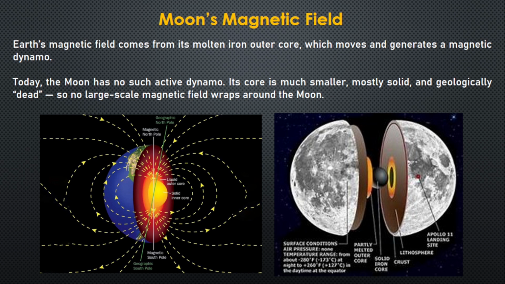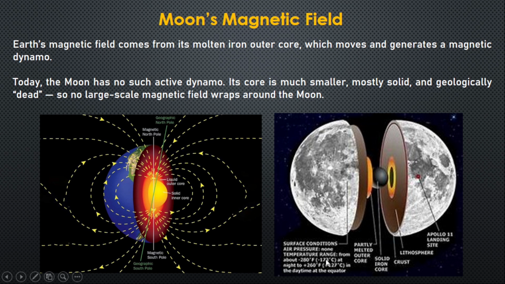Under the Earth, these charged particles are moving in one direction, so they generate a very powerful magnetic field around Earth. That's where the magnetic field is coming from. We call it the magnetic dynamo. But on the moon, as of today, the moon has no such active dynamo. Its core is much smaller and mostly solid and geologically dead. So no large-scale magnetic field wraps around the moon.